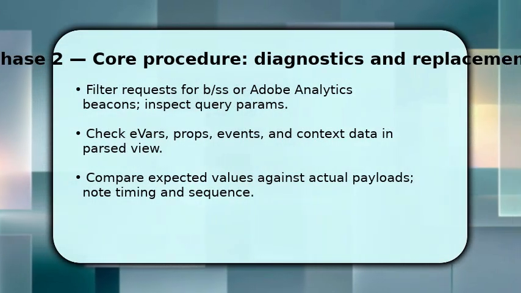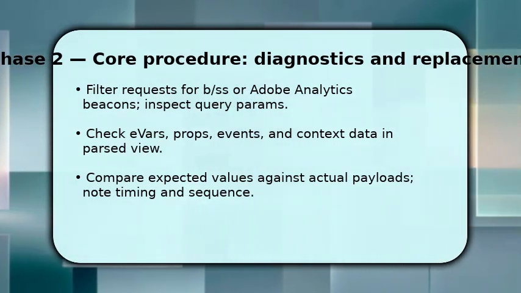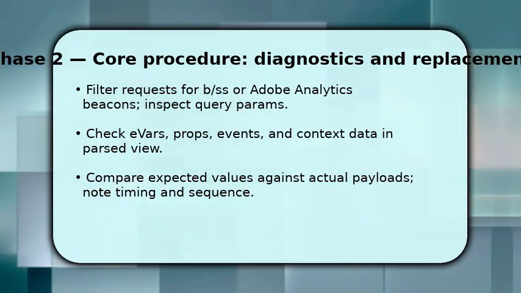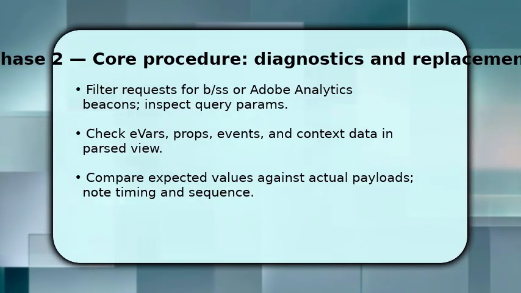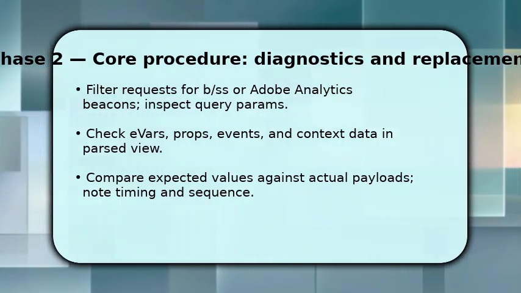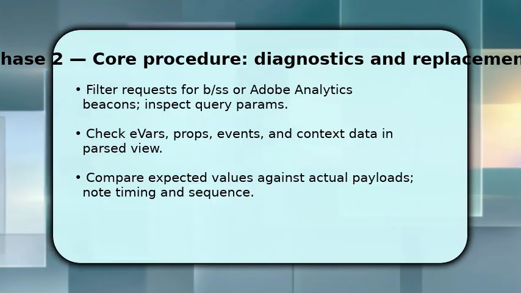Now, focus on the how and why of inspection. Filter network requests to show Adobe Analytics beacons and open the parsed view in the debugger so you can read eVars, props, events, and context data cleanly. Step through the sequence of hits to confirm the order of page and link calls.